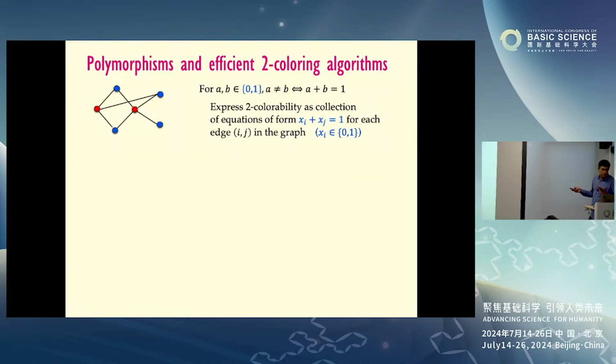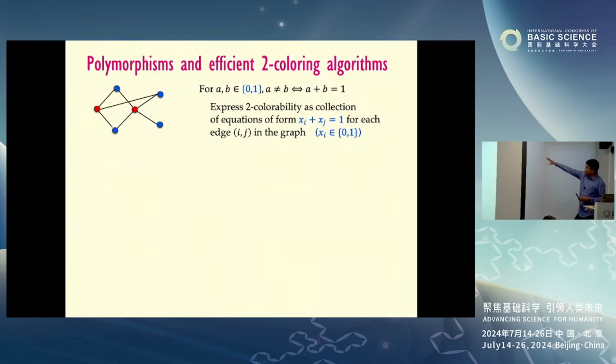And let's say you solve it over 0, 1. So this exactly solves 2 coloring, right? Because if one of them is 0, the other one should be 1. So checking if a graph is 2 colorable is the same as checking if all of these equations are satisfiable. Now in general, checking if equations are satisfiable over 0, 1, that's the NP hard problem.